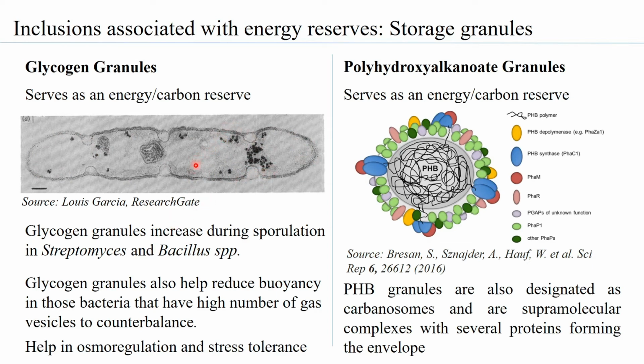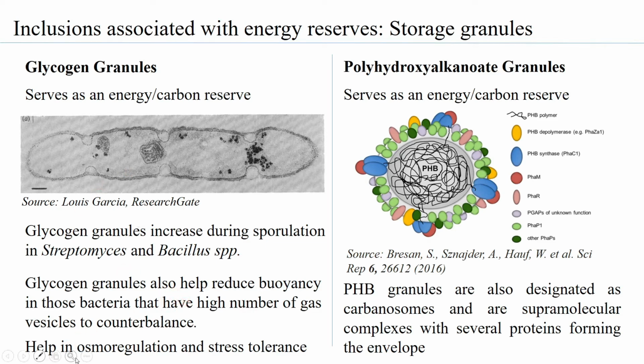What is also interesting to note is that glycogen granules help reduce buoyancy. So if you have a bacteria with a large number of gas vesicles, to counter the buoyancy because of the gas vesicles, the bacteria can form a large number of glycogen granules to bow down the bacteria. So again, to counterbalance the gas vesicles, you can have glycogen granules being formed inside the bacteria.